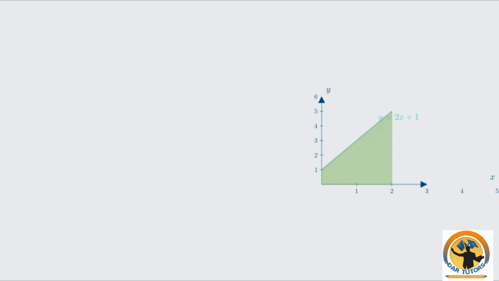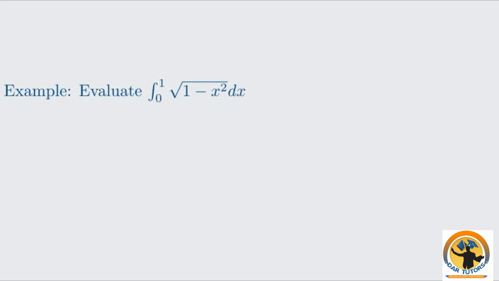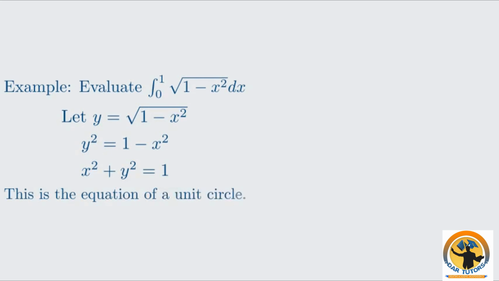Let's try another example using a different geometric shape. Consider the integral from 0 to 1 of the square root of 1 minus x squared dx. This looks more complicated, but let's analyze the function. If we let y equal the square root of 1 minus x squared, and then square both sides, we get y squared equals 1 minus x squared. Rearranging this gives x squared plus y squared equals 1. This is the equation of a circle centered at the origin with a radius of 1.